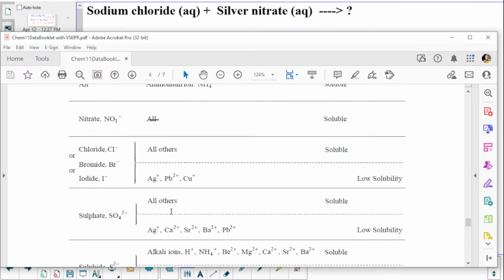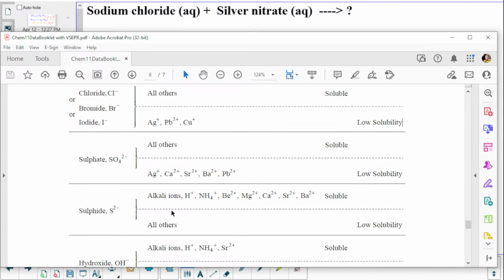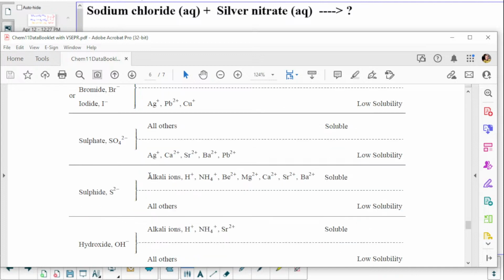Now, a couple of things to watch out for. Oftentimes, I'll look up, say, sodium sulfide. Is sodium sulfide soluble or low solubility? Yes, but is sodium sulfide one of those things? So students will tend to put sodium sulfide as low solubility because they don't see sodium up here. Sodium is up here. Where is sodium in this line?